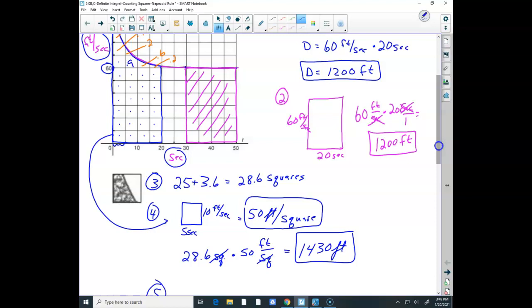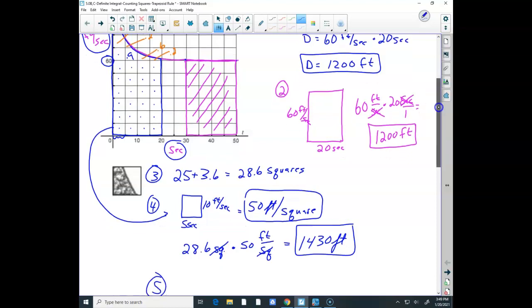Well, number 5 says problems 3 and 4 involve finding the product of the x value and the y value for a function where y may vary with x. Such a product is called the definite integral of y with respect to x. Based on the units of t and v of t, explain why the definite integral v of t with respect to t in problem 4 has feet for its units.